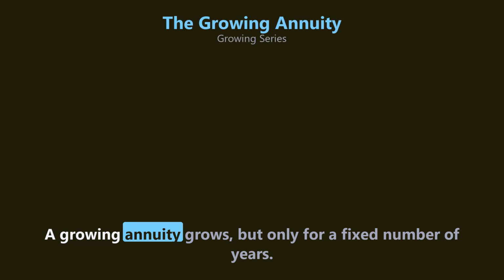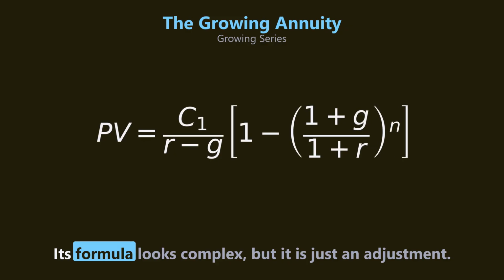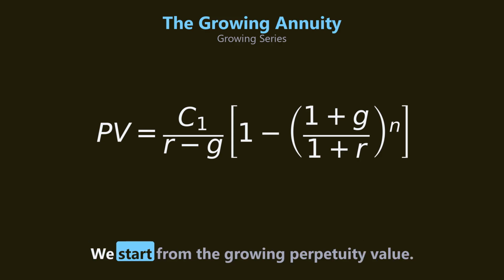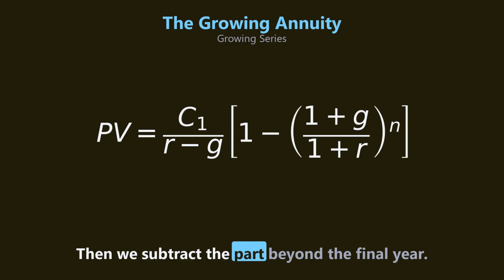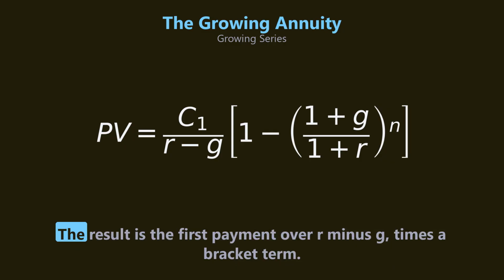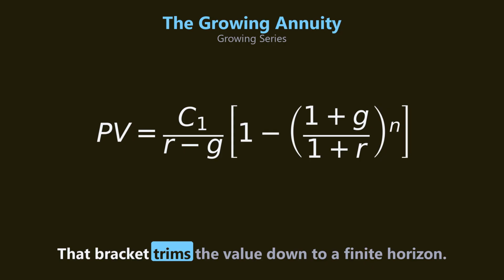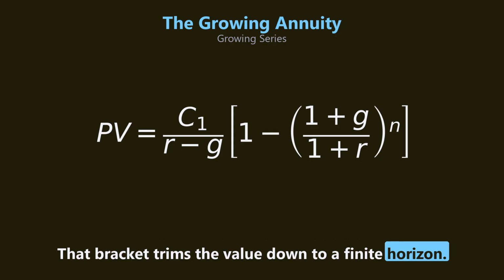A growing annuity grows, but only for a fixed number of years. Its formula looks complex, but it is just an adjustment. We start from the growing perpetuity value. Then we subtract the part beyond the final year. The result is the first payment over R minus G, times a bracket term. That bracket trims the value down to a finite horizon.